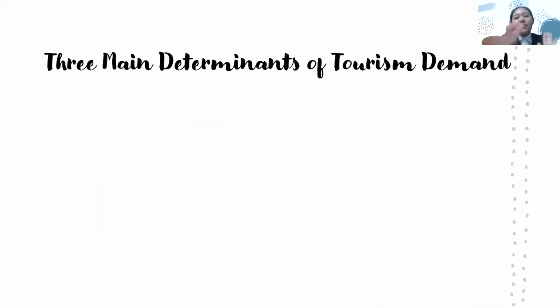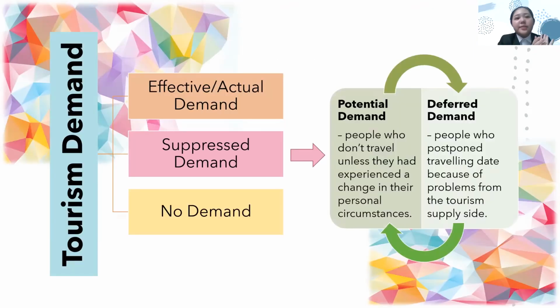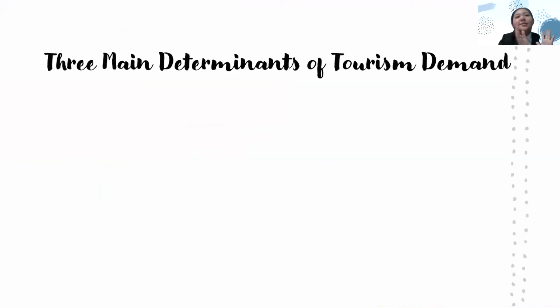So next, lastly is the no demand, which just simply means people who don't travel because they simply lack interest, although they are willing and also financially able to. So yeah. Next is the three main determinants of tourism demand.